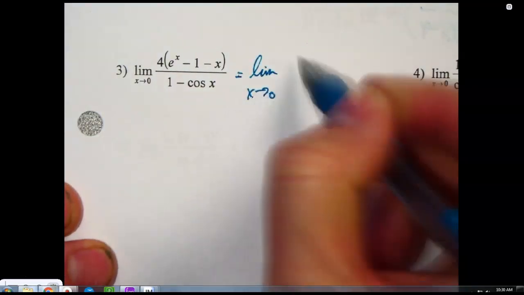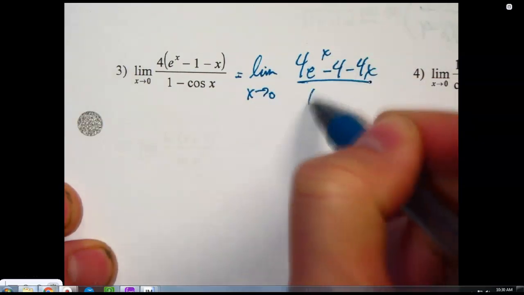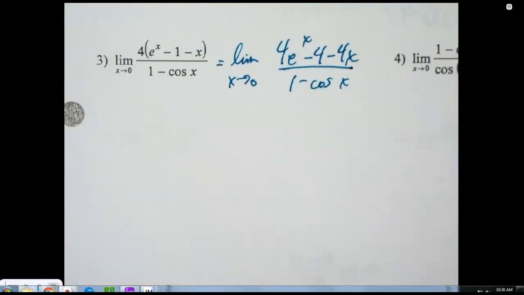I think the first thing I would do would be distribute that 4. I think it'll be easier for most of you to take the derivative that way. But that's up to you.